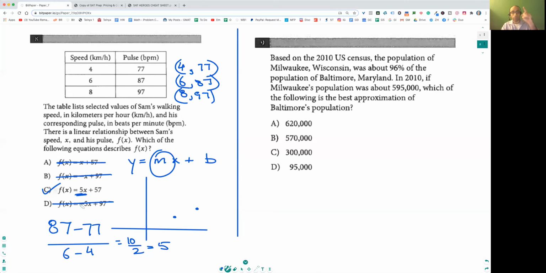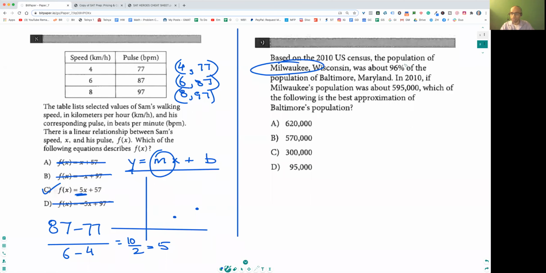Always remember, whenever you use this formula, y is equal to mx plus b is the most important one, and you first find out m. That kind of makes it easier. Okay, so this is good. All right, so what's going on here? Let's see. Perfect. So everybody got C. Excellent job. Well done, Lekan. Nice to see you, Lekan, again. So now, based on this census, the population of Milwaukee, Wisconsin, was 96% of this population. Okay, so what's going on?